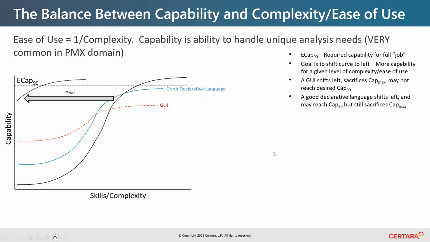Next thing you might do is a good declarative language like PML. And sure enough, you can shift that curve to the left, just like you do with the GUI. However, you sacrifice some in terms of ease of use, but you still might get to your ECAP 90. You're still sacrificing a bit on the top in terms of reaching the maximum capability compared to a completely flexible command line language. So, what's a software company to do?